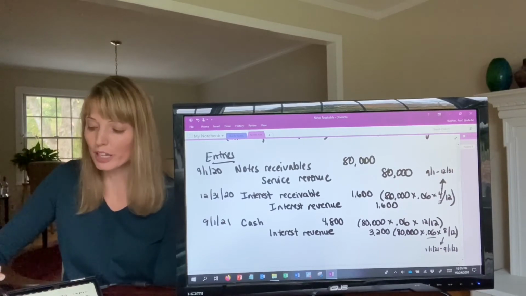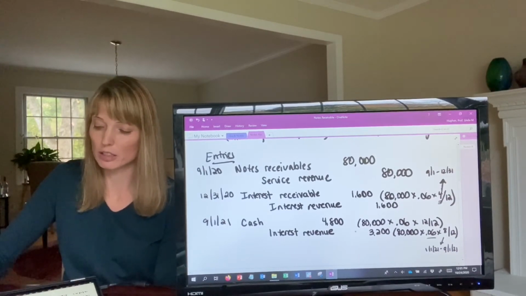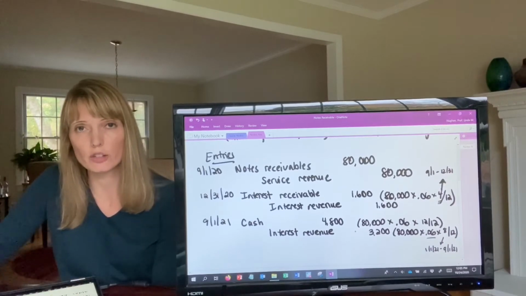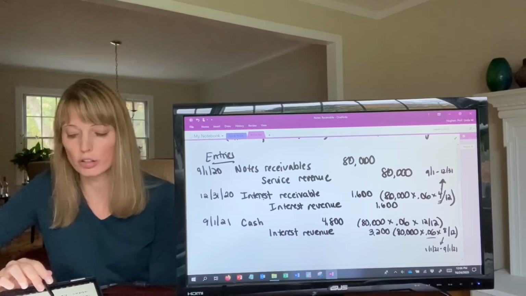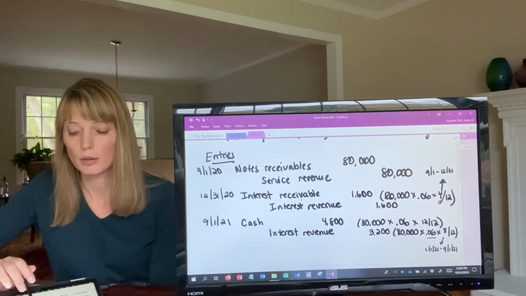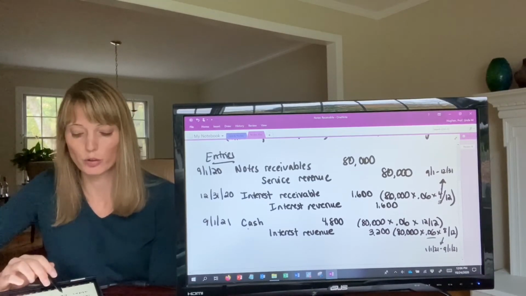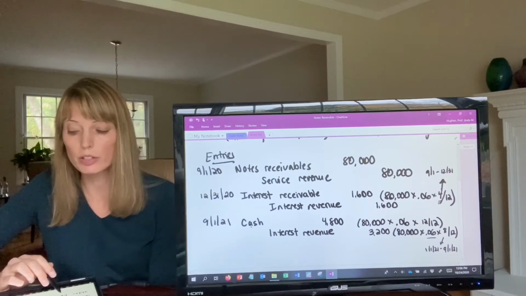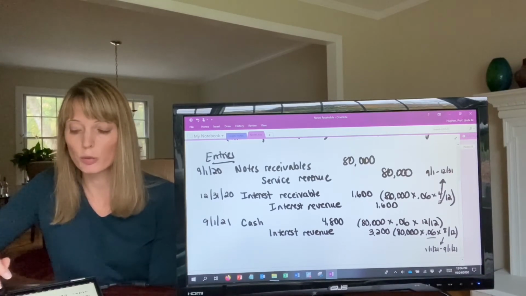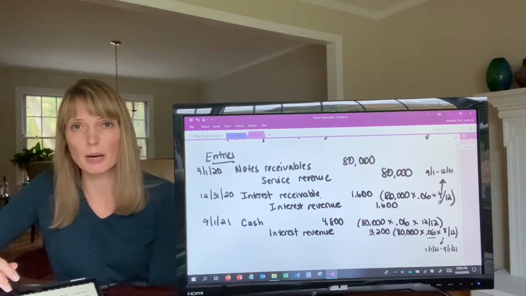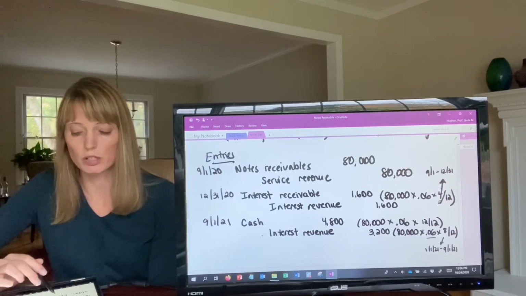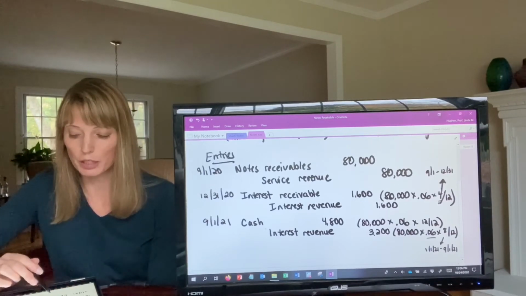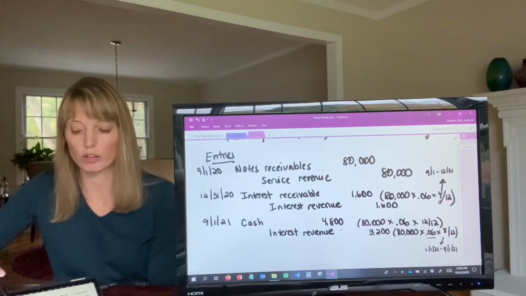And we need one more entry that's going to be for the remaining $1,600. Can you see what that entry is going to be? Well, on December 31st, we had debited to increase interest receivable. But what happened here on September 1st, 2021? We received that interest. So if we did nothing else, remember, interest receivable is a balance sheet account. So that would still be reported on the balance sheet if we did nothing else. But what is the actual receivable? It should be 0 because we've got the full 1 year's cash payment.